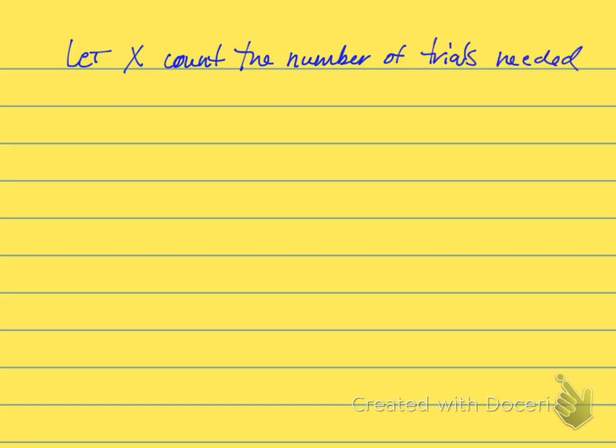If you remember in the binomial distribution, our random variable x counted the number of successes in a fixed number of trials. Here, we're going to let x count the number of trials needed to achieve the first success. So for example, you're going to flip a coin until you get a heads, or you're going to roll a die until you get a 6. You're going to stop once you've achieved that success.